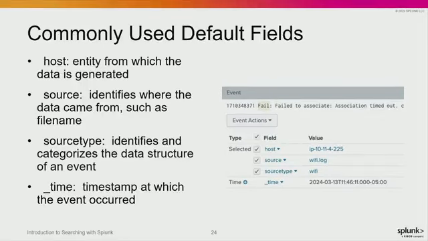For BCG cafes, some of our events might be online data, which might have a different structure from events that are produced through retail devices in the store. And so the source type identifies and categorizes that structure of the event. And so in this case, we can see our source type is Wi-Fi. Underbar time, again, is going to include the timestamp at which the event is occurring. It will be shown to us in a user-friendly format, but it's actually stored as a Unix timestamp.